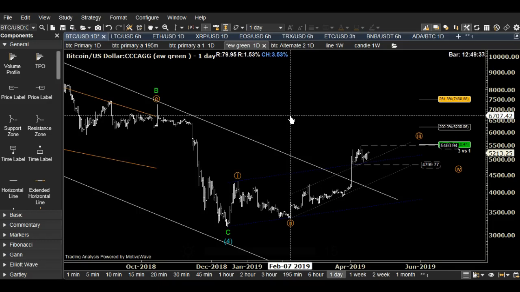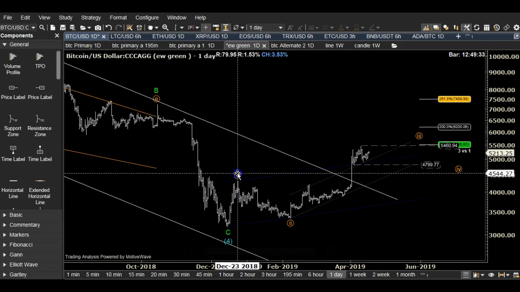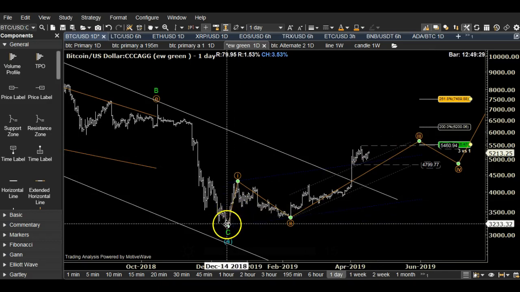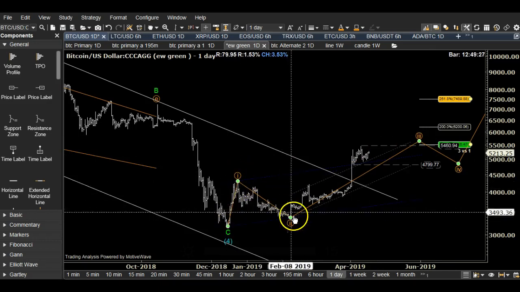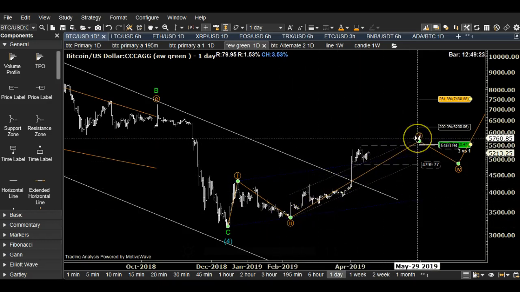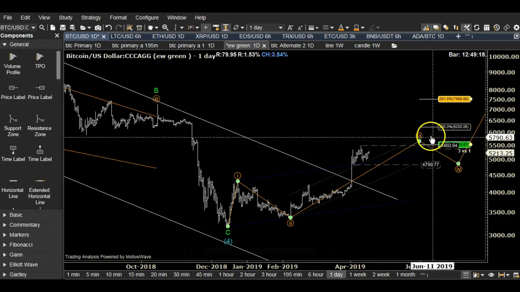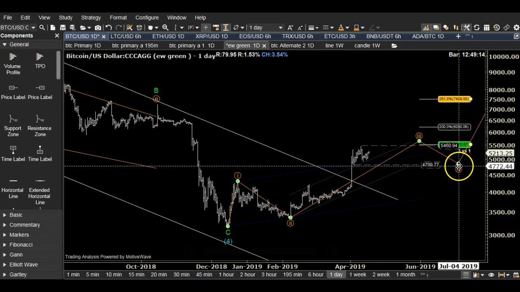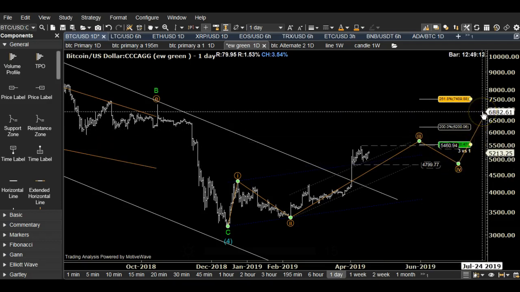Very simple, let's just recap. We're still monitoring this development into 5 waves. From the lows in December, we have one orange, second orange, and we think we are in the middle of wave 3 orange. After this wave 3 completes, we should get a pullback into a 4 followed by a final move into a wave 5.